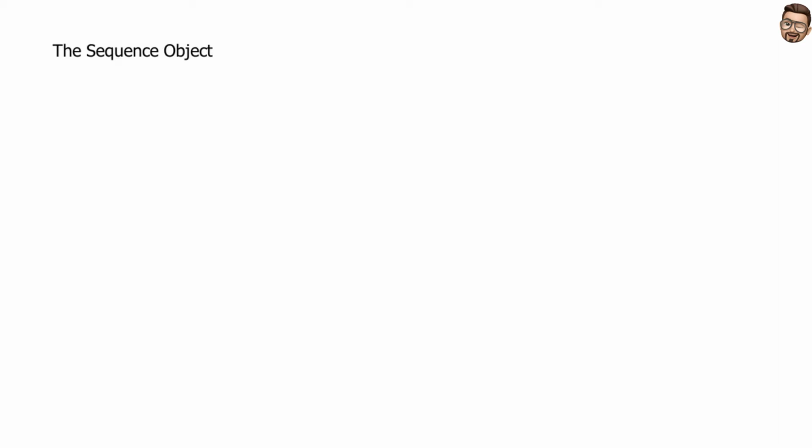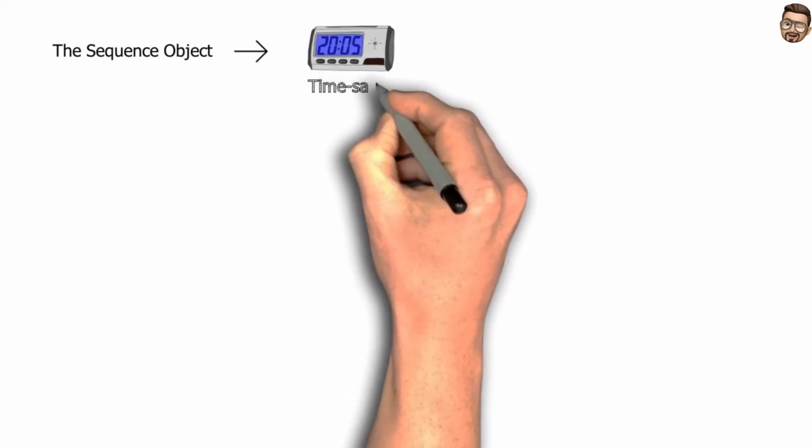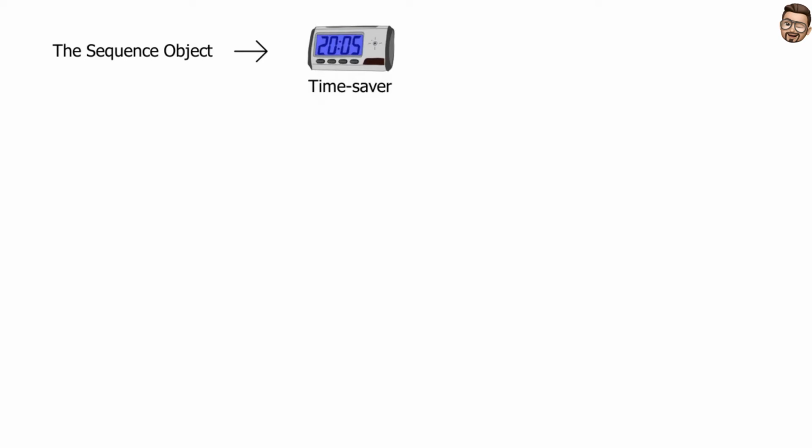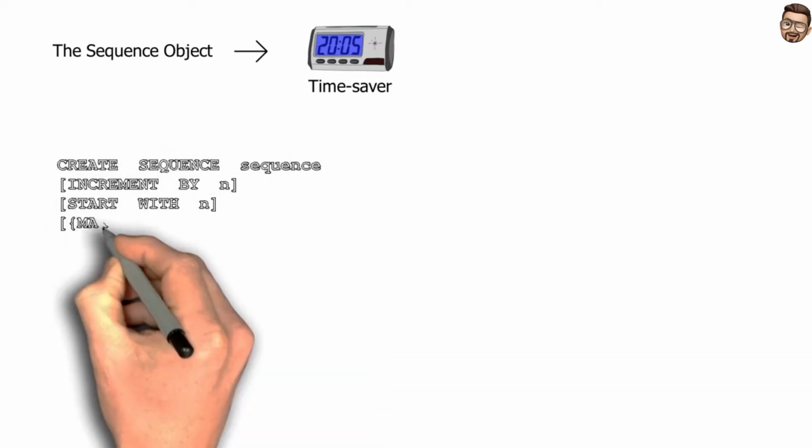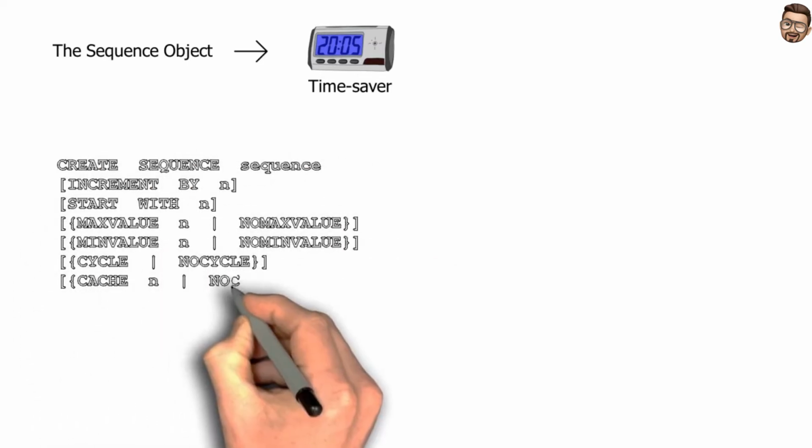The sequence is generated and incremented by an internal Oracle routine. This object is a time saver for you because it reduces the amount of code you need to write. Sequence numbers are stored and generated independently of tables. Therefore, the same sequence can be used for multiple tables. Here is the SQL, or the syntax, on how to create the sequence.